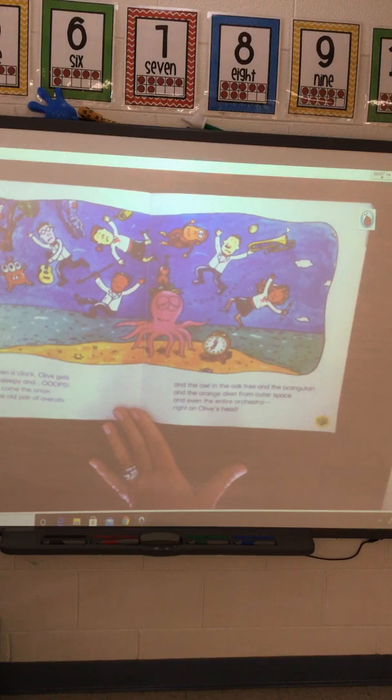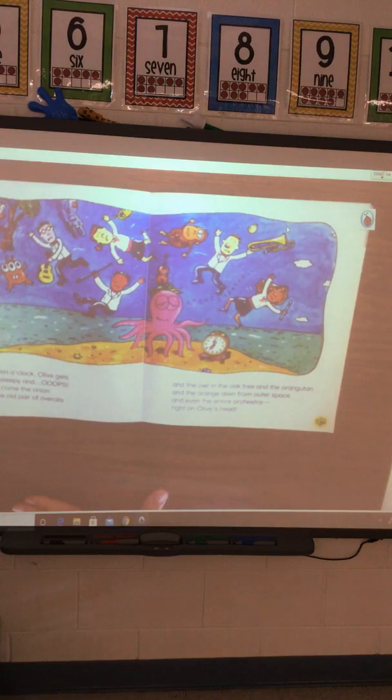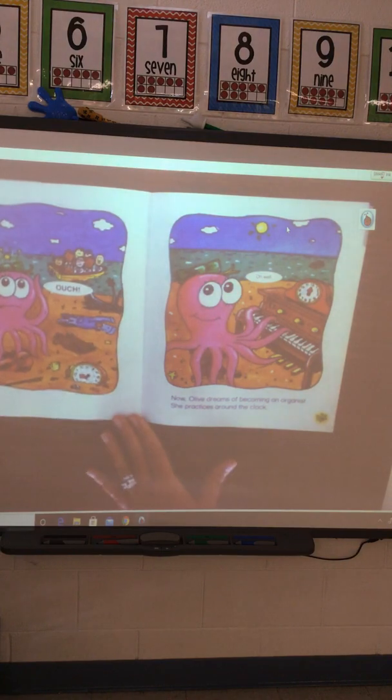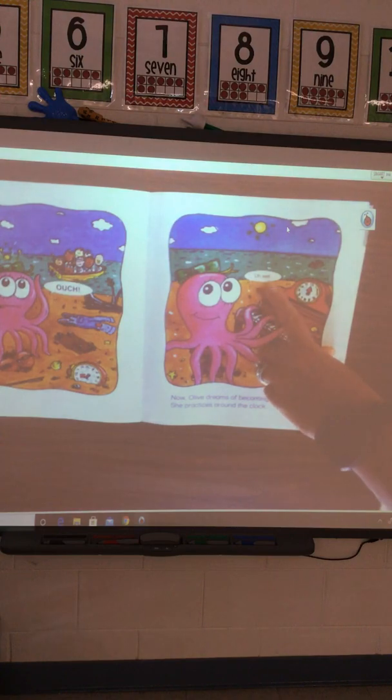At 7 o'clock, Olive gets oh so sleepy, and oops, down come the onion and the old pair of overalls, and the owl in the oak tree, and the orangutan, and the orange alien from outer space, and even the entire orchestra right on Olive's head. Ouch! Now Olive dreams of becoming an organist. She practices around the clock. And she says, oh well.